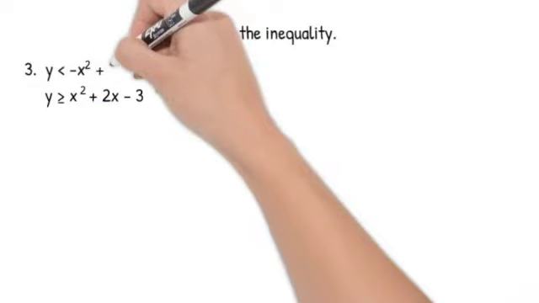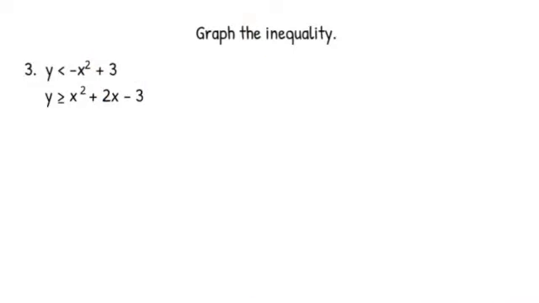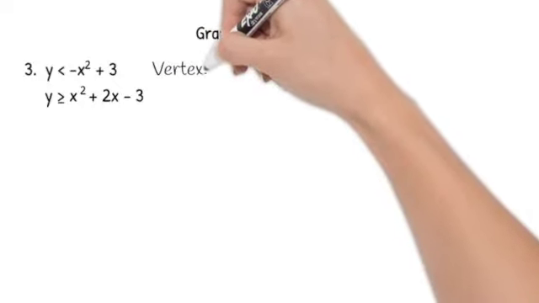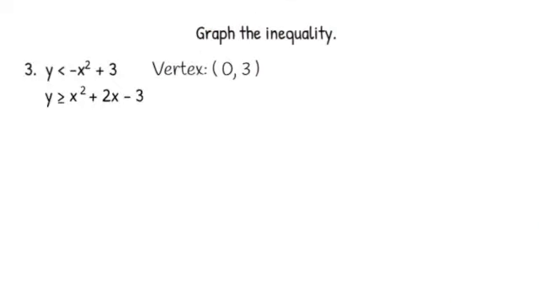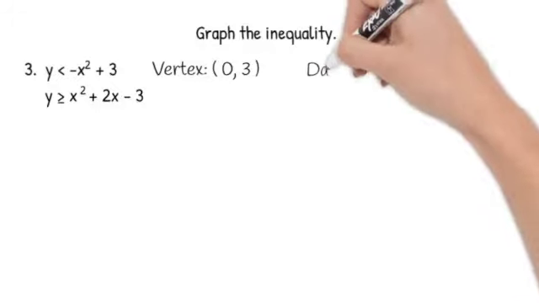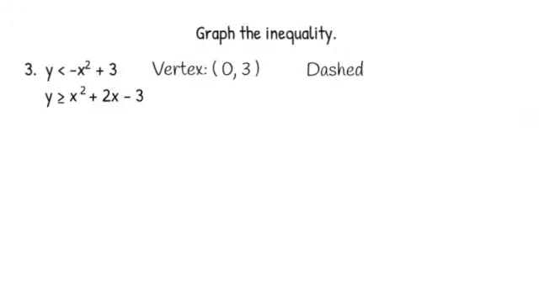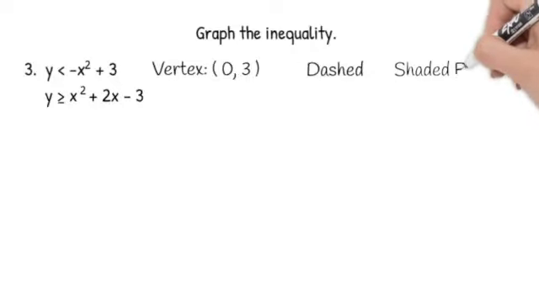And y is greater than or equal to x squared plus 2x minus 3. Let's list some things. Our vertex to the first equation will be 0, 3. We find it just like we found in the first video. And we know it's dashed because it's less than, not equal to. And it'll be shaded below because it's less than.